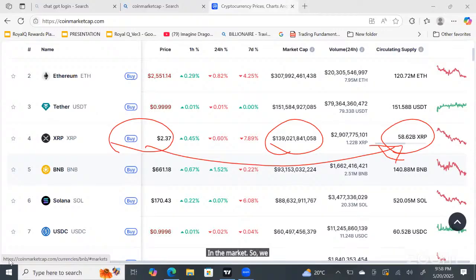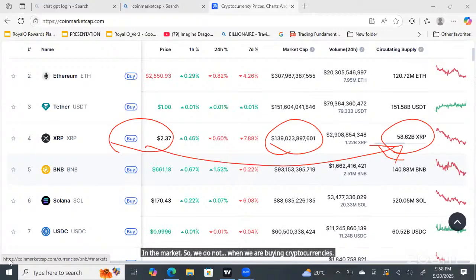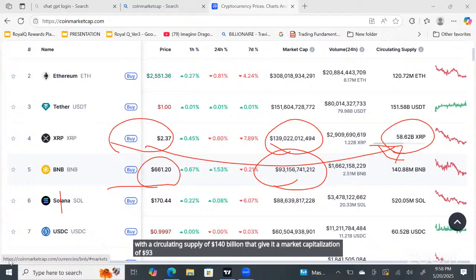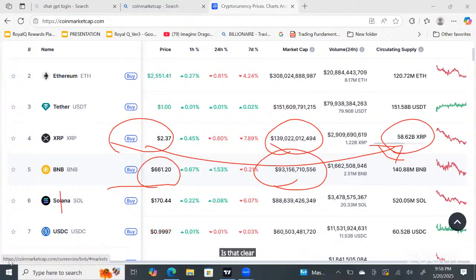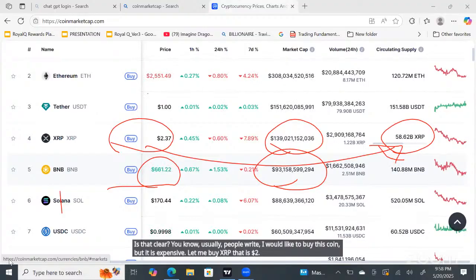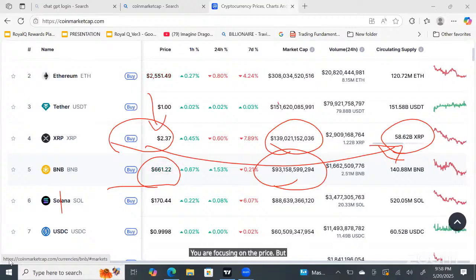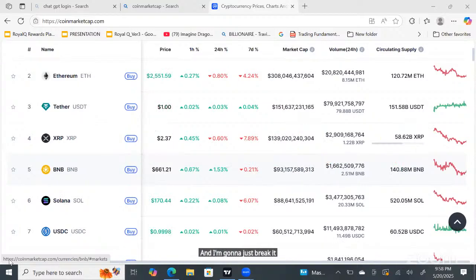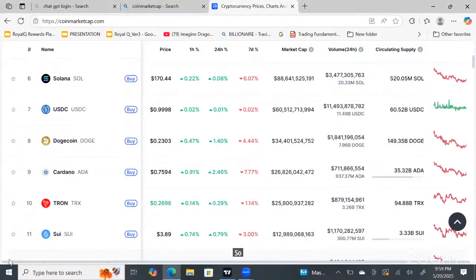So when we are buying cryptocurrencies, we may not focus so much on the price. Here we have BNB, which is $661, but with a circulating supply of 140 billion that gives it a market capitalization of 93 billion. Is that clear? Usually people write, I would like to buy this coin, but it is expensive. Let me buy XRP, that is $2. You are focusing on the price, but we don't focus on the price. We focus on the market capitalization. And I'm going to break it down in a few minutes. So I hope that is clear.